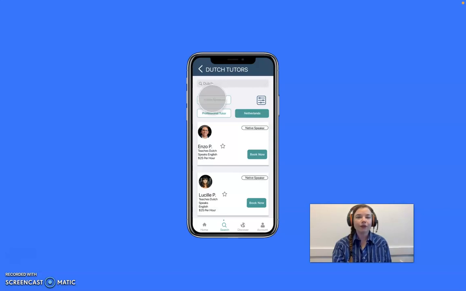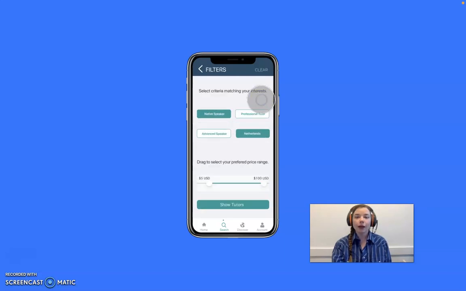Something else that can be very important is speaking with a native speaker. I think the people that I interviewed at least are learning in an academic setting, so maybe speaking with a native speaker can help them learn those colloquial terms that they won't get in the academic setting. So let's look at more filters. We have a native speaker in the Netherlands, and we can lower our price.